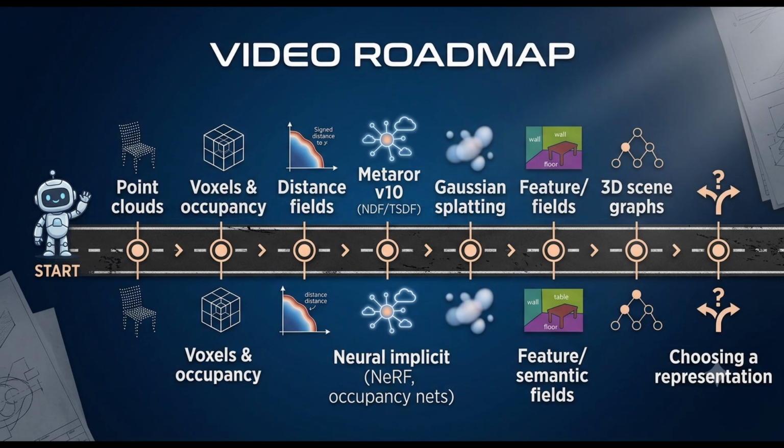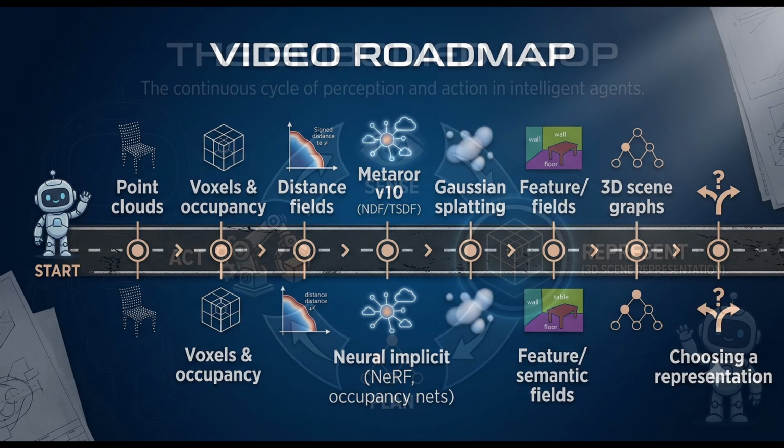In the next half hour, we're going to walk through the entire landscape of 3D scene representations for embodied agents, from the humble point cloud all the way to neural fields and Gaussian splats. And I'll show you exactly what each one is good at, where each one breaks, and how to choose. Let's get into it.